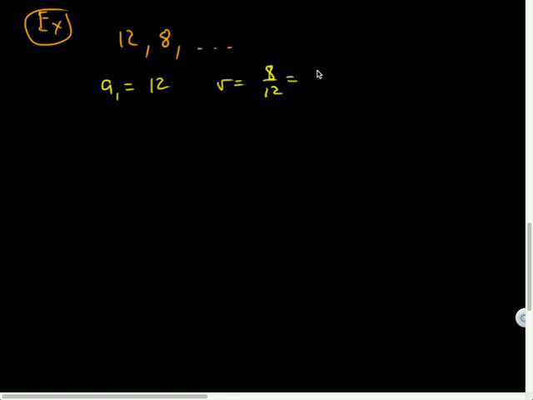So let's see. That's 2/3, right? And look how great this formula is, guys. It's got 2 pieces to it. How great is that? It's got 2 variables. So 12 over 1 minus, you just write the 2/3 in. You had a 1 when you just write... Yeah.